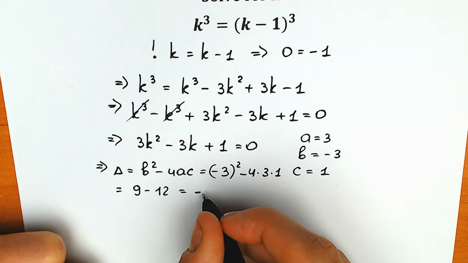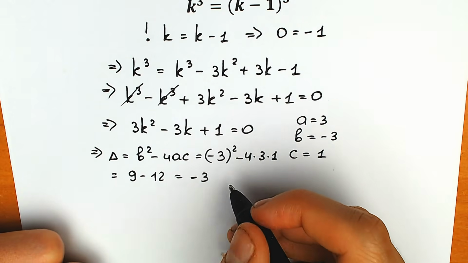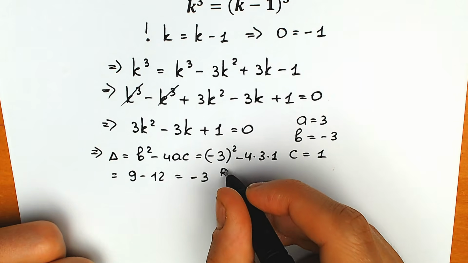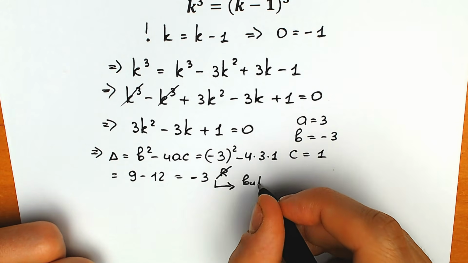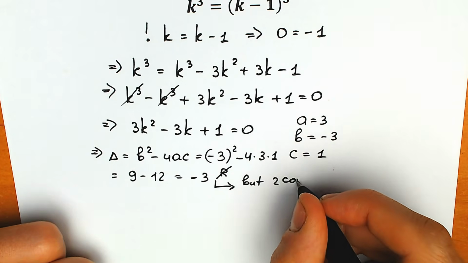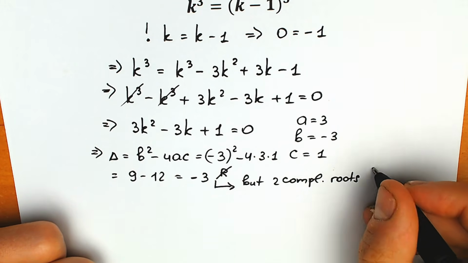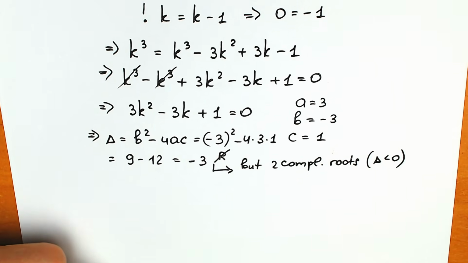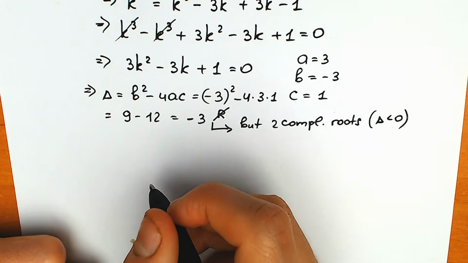Equal to minus 3. So it implies that in this quadratic equation we don't have real roots, so no real roots, but two complex roots, because our discriminant is less than 0. So we have two complex roots. And right now let's solve for those complex roots.